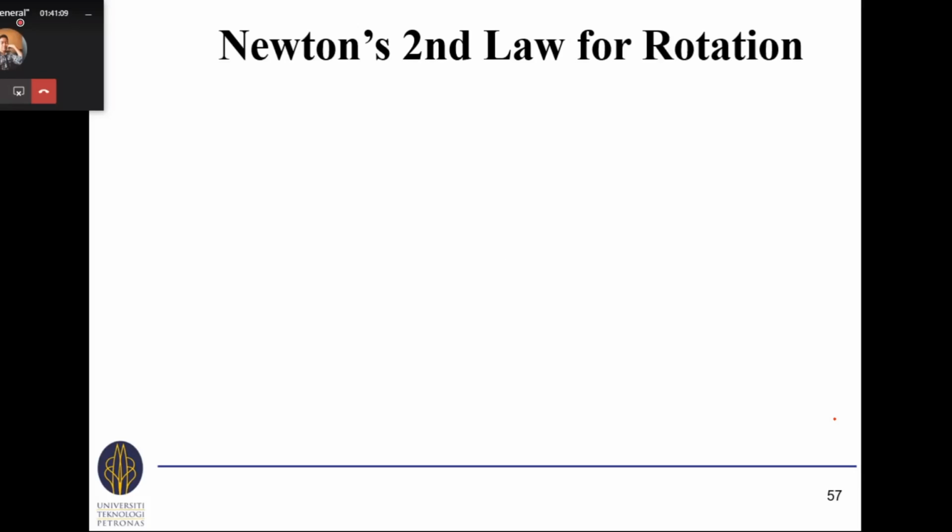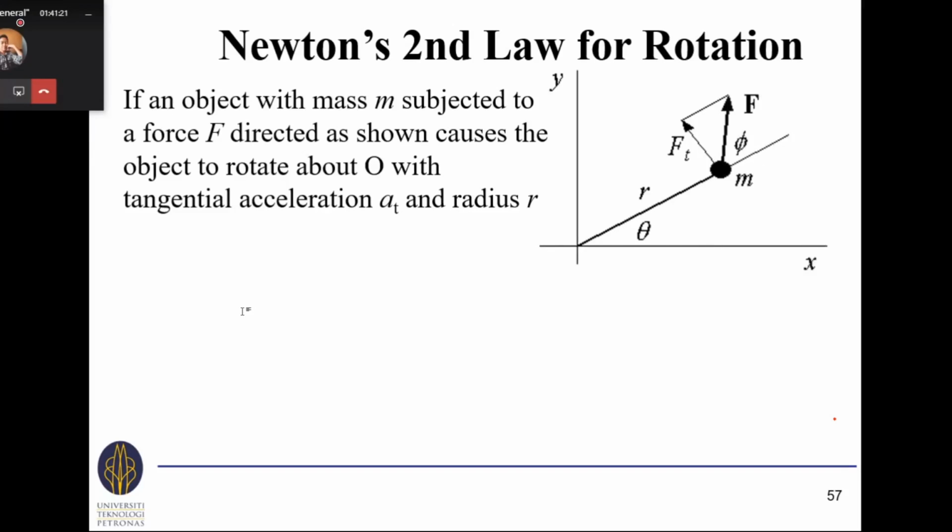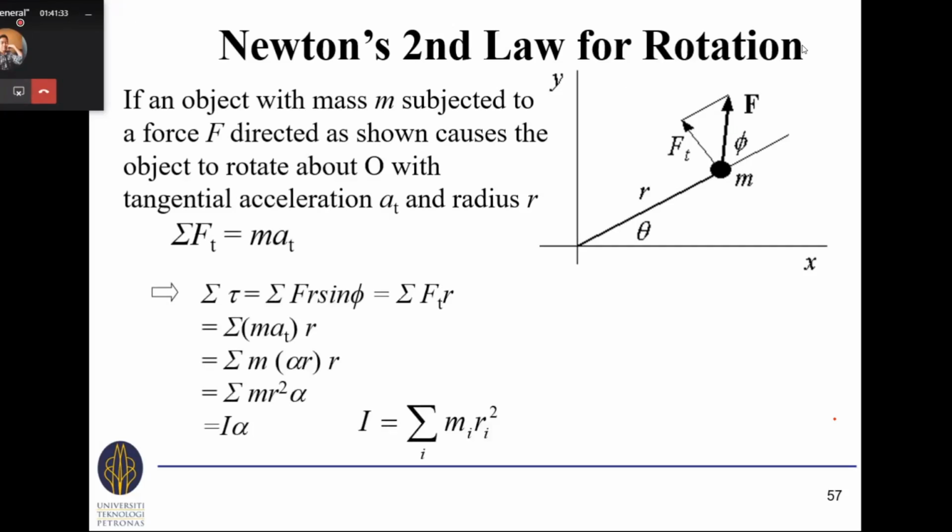One is F r sine theta. The other one is I alpha. So one is related to the force exerted. The other one is related to the acceleration or angular acceleration. So if an object with mass m is subjected to a force directed as shown in the figure, you are going to have acceleration on the object itself.